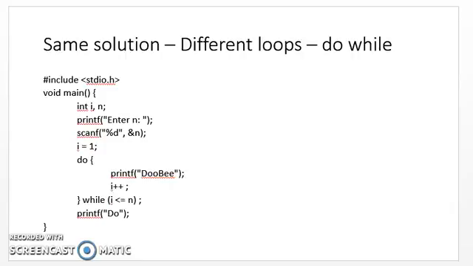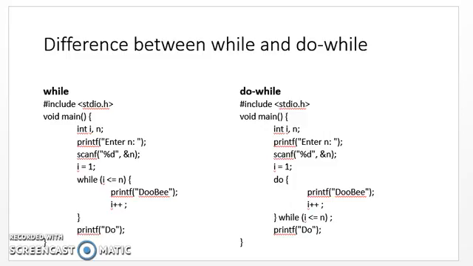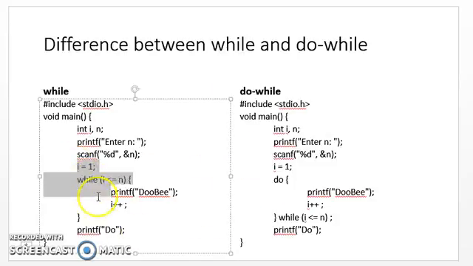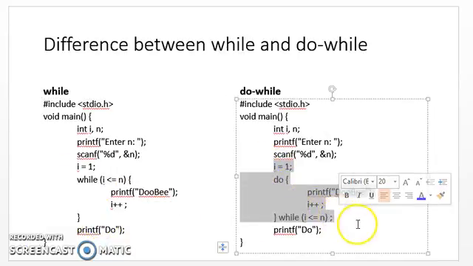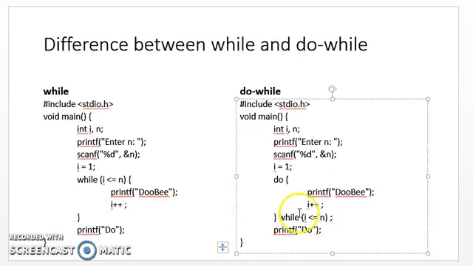So let's move on to compare the different loops, do while and while. Just comparing do while and while, we can see that the code is very much similar. This is the part of while and this is the part of do while, and the code looks the same. So let us try to analyze the output of the program.